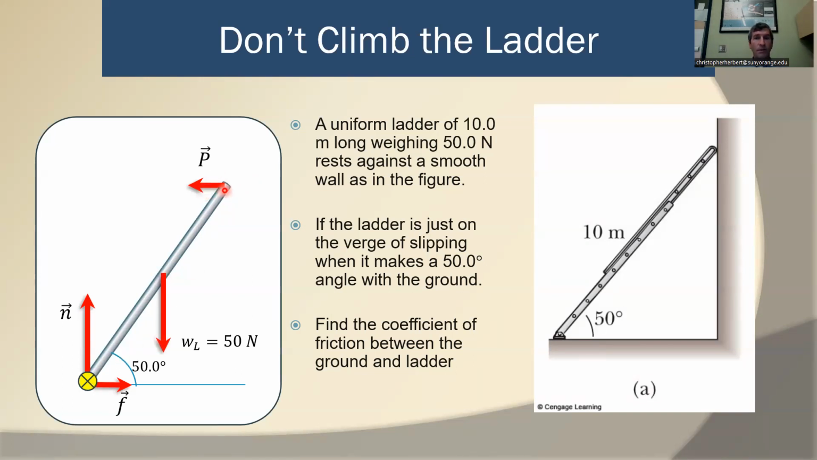The torque due to the pushing force from the wall is going to be the distance, 10 meters, times the force, P, which is unknown, times the sine of 50 degrees. So here our torques are a little more complicated to calculate. Got to be careful there.